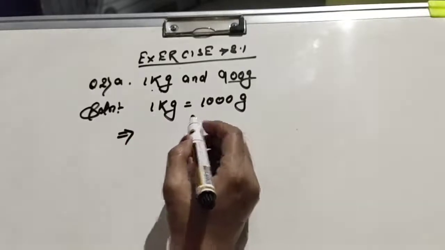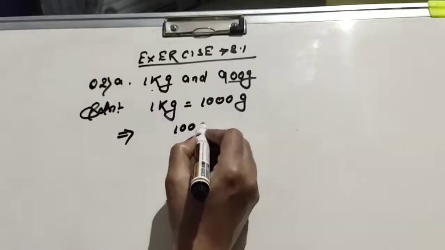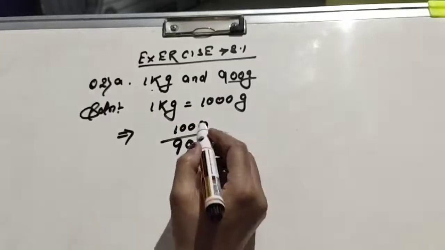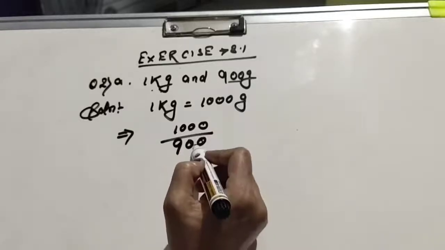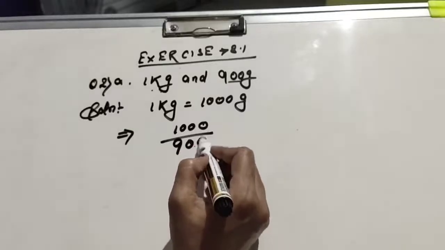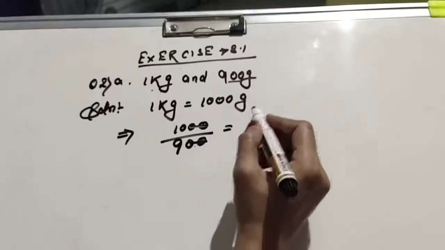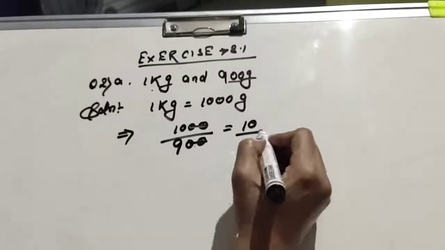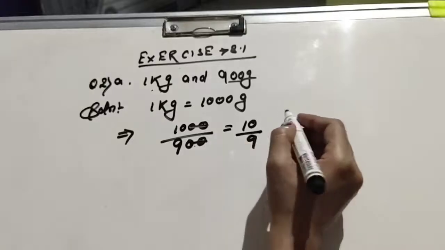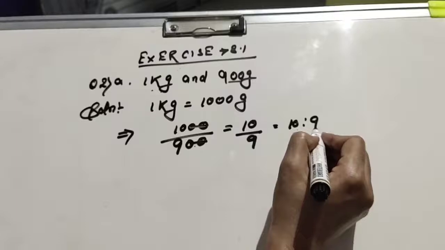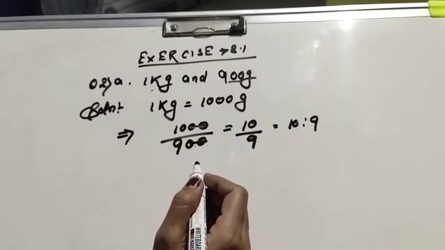Now you have to change it into the ratio 1000 by 900. The two zeros are in the same place, you just cut them. Clear? 10 by 9 is your answer. You have to write 10:9.